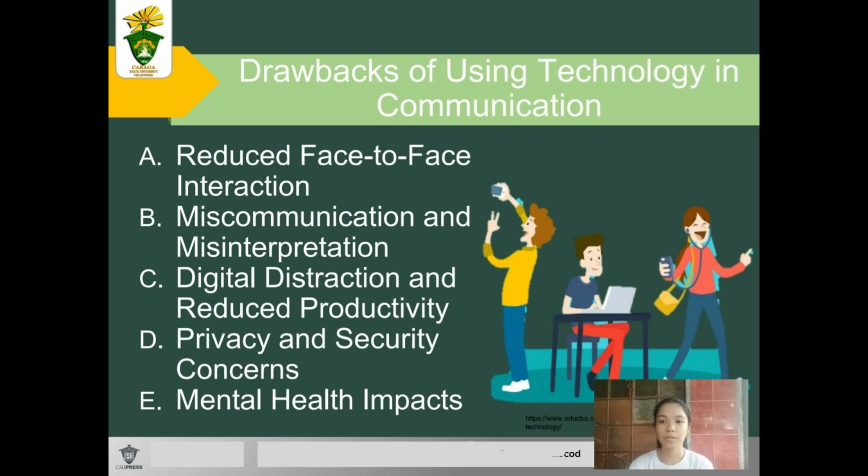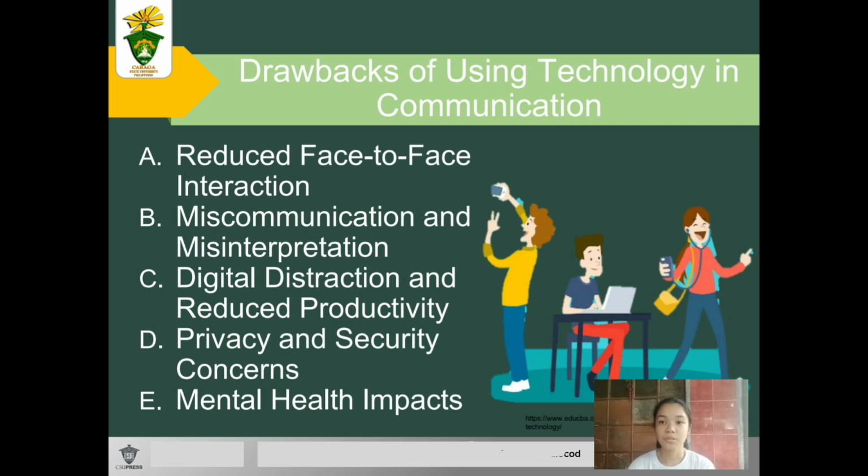Technology has changed the way we communicate, but it also comes with some downsides. One major issue is reduced face to face interaction. Technology often replaces in person conversations with digital ones, which can lead to miscommunication and conflicts. It may also make us less comfortable with direct, personal interactions, affecting our ability to build strong relationships.